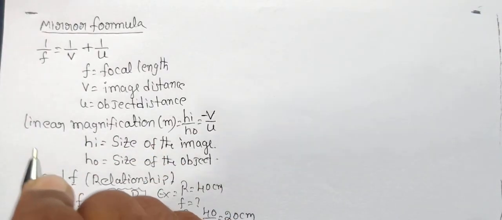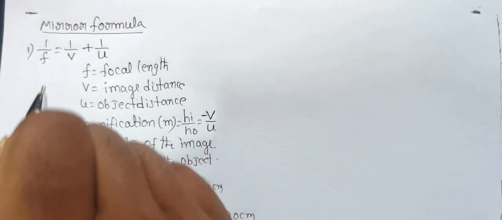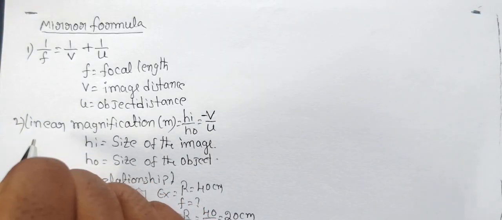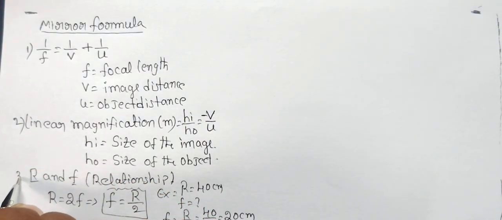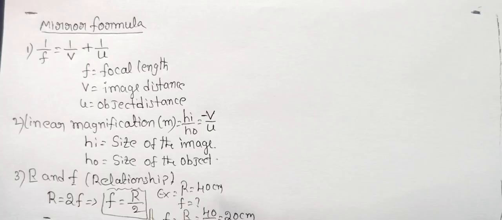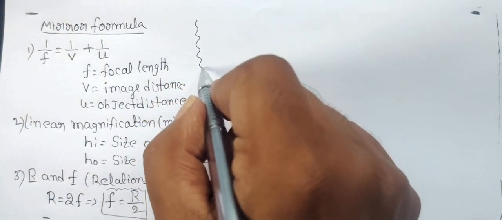These are the three formulas about mirror. First one is the mirror formula, second one is linear magnification, and third one is the relationship between R and F.